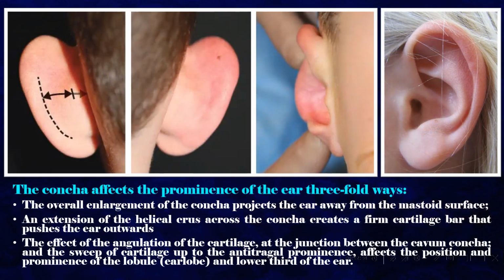The concha affects the prominence of the ear in three ways. The overall enlargement of the concha projects the ear away from the mastoid surface. An extension of the helical crus across the concha creates a firm cartilage bar that pushes the ear outwards. The effect of the angulation of the cartilage, at the junction between the cavum concha and the sweep of cartilage up to the antitragal prominence, affects the position and prominence of the lobule, earlobe, and lower third of the ear.